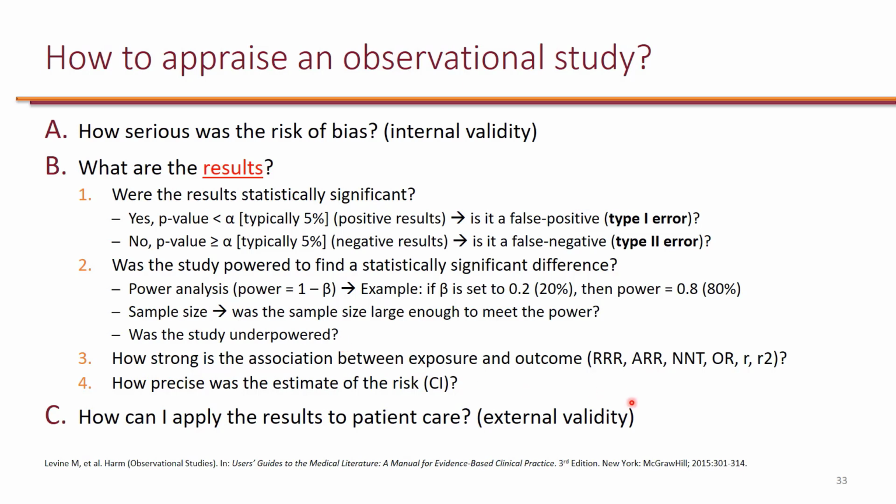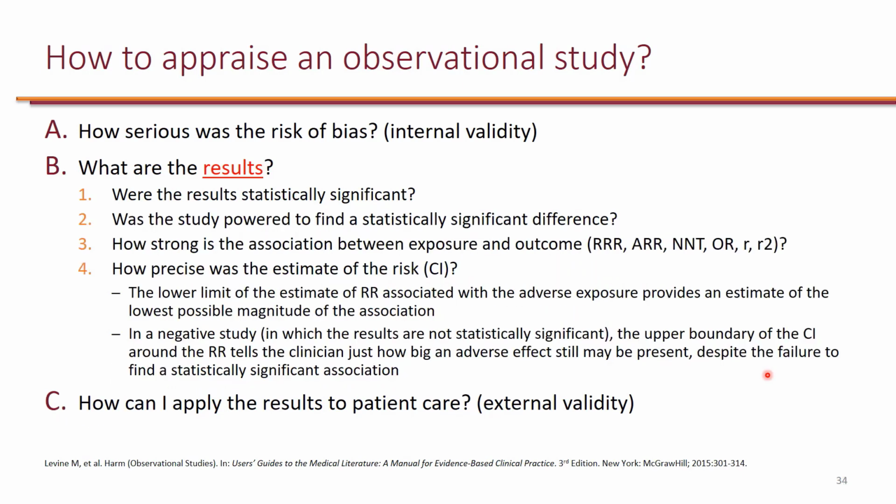And of course, we're talking about observational studies. In observational studies, we can get the relative risk reduction and absolute risk reduction. We can calculate number needed to treat as long as the results are statistically significant and the outcomes are clinical, not surrogate. We can also have odds ratio. We can have R for correlation, and we can also have R squared for the coefficient of determination. And then we need to know how precise the estimate of the risk is, so we also need to look at the confidence interval.